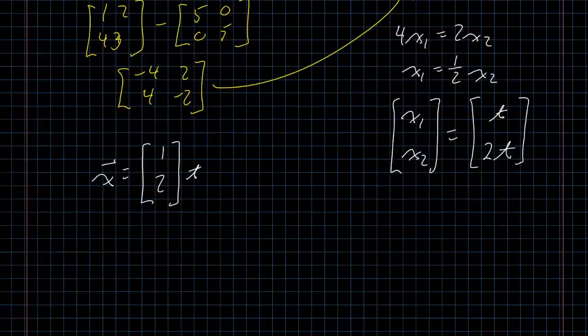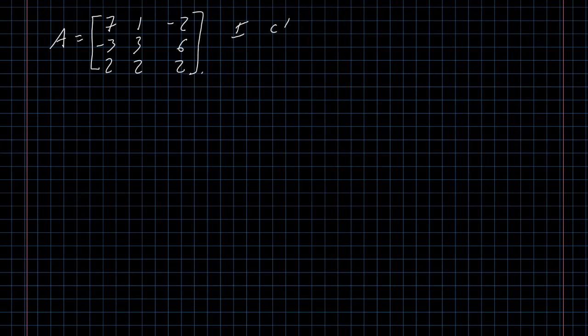Let's take a look at one more like this before we wrap up. I've been looking at 2 by 2 matrices. Let's do at least one that is a little bit larger. For the matrix 7, 1, negative 2, negative 3, 3, 6, 2, 2, 2, I claim that 6 is an eigenvalue. It's likely not the only eigenvalue, but I claim that it is an eigenvalue, and I want to verify that by finding the eigenspace.